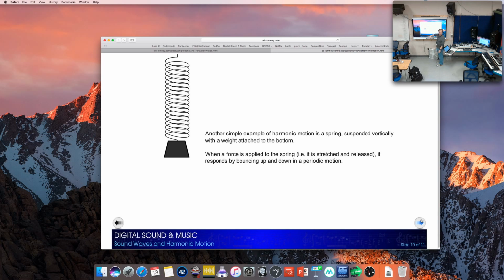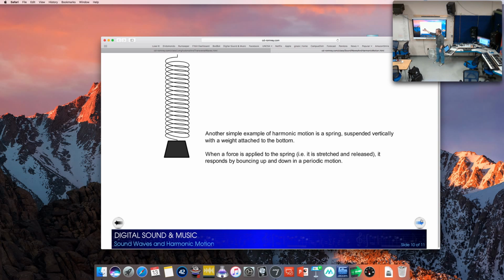Here's another way of looking at it. This would be an actual example of how we could translate a longitudinal wave into a transverse wave. So if we had a spring with a weight on the bottom of it, and we let it bounce, but had a piece of paper moving behind it with a pencil on the weight.